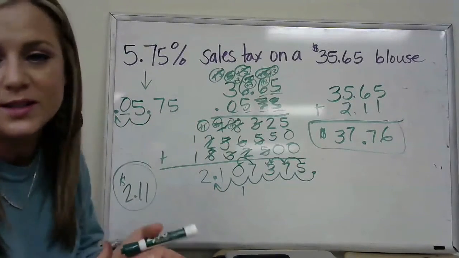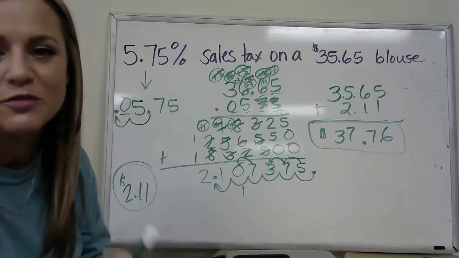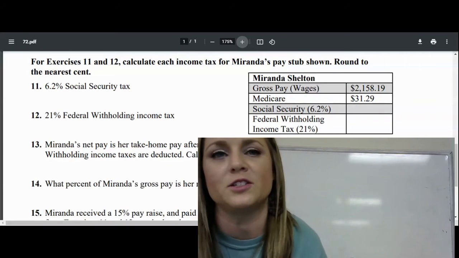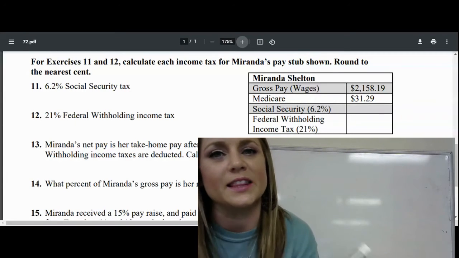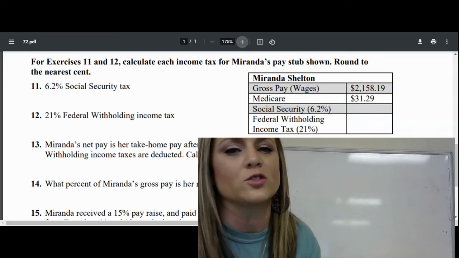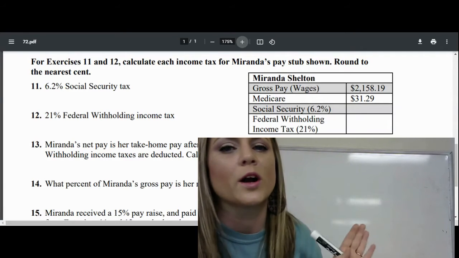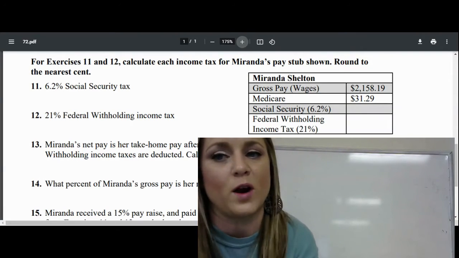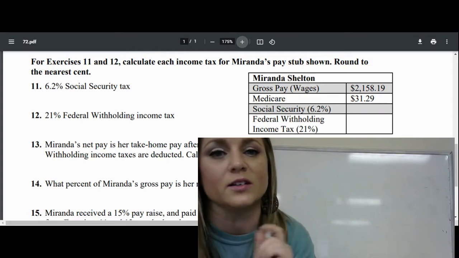All right. So now we're going to go to income tax, and we're going to be doing it pretty much the same way, but it'll look a little different. This would be a little easier if I screen recorded this. Okay. So for exercises 11 and 12, we're going to calculate each income tax for Miranda's pay stub shown, rounding to the nearest cent.